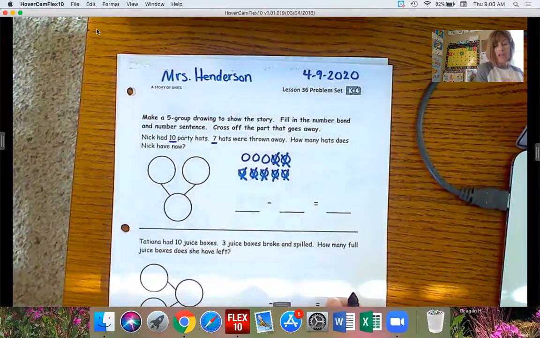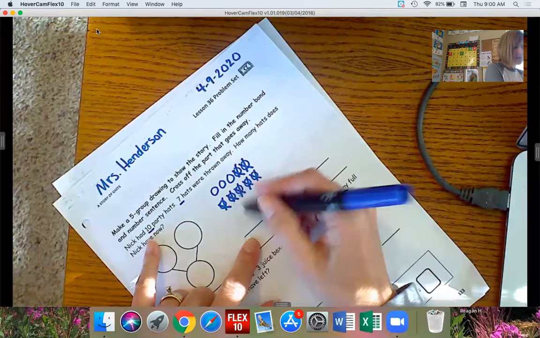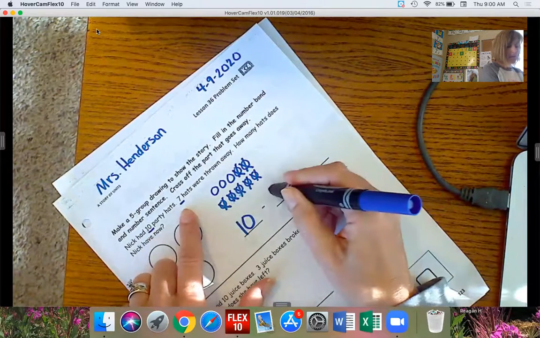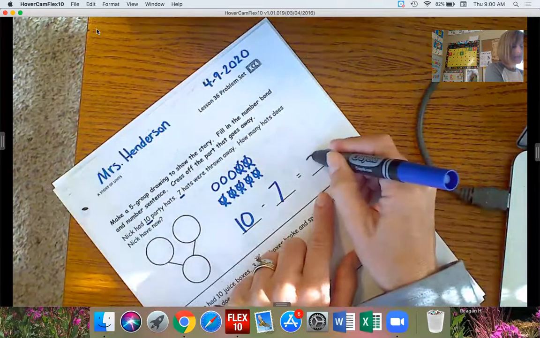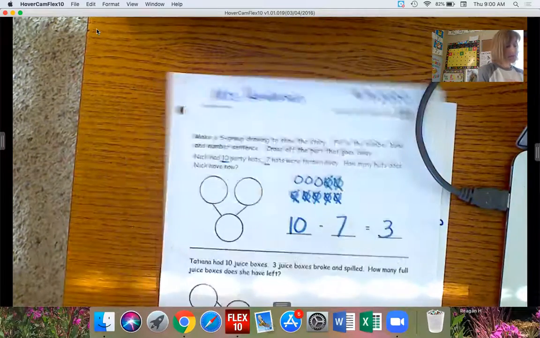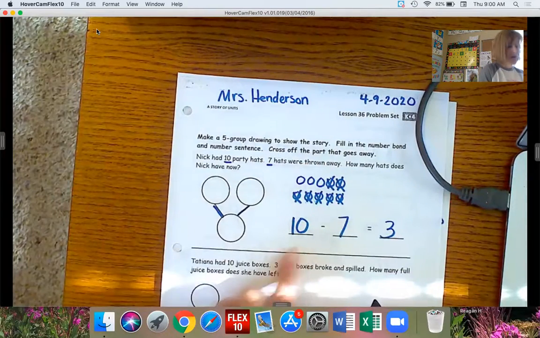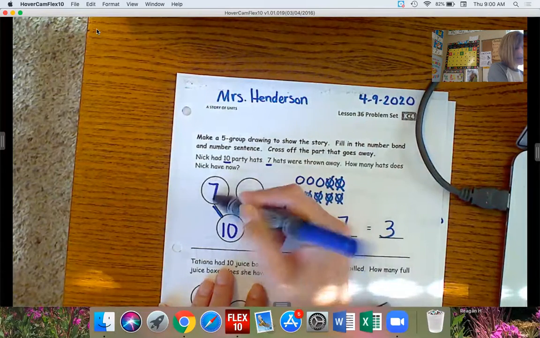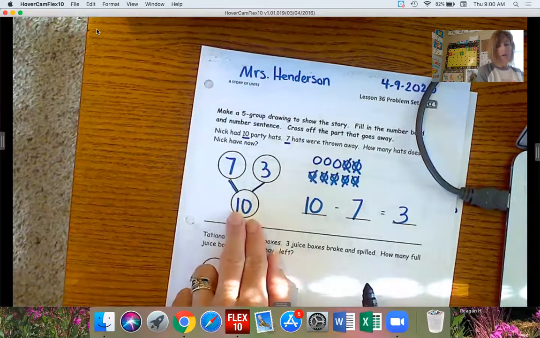So we have all the information, and now we just have to fill it all in. 10 was how many we had all together. 7 went away, so we're subtracting 7. 3 was our answer, or 3 is what's left, so we'll put the 3 there. Now this number bond is kind of upside down, but again, these number paths lead to the whole number. So 10 goes here. That's how many we started with. 7 went away, 3 were left. These are the parts that make up the whole.